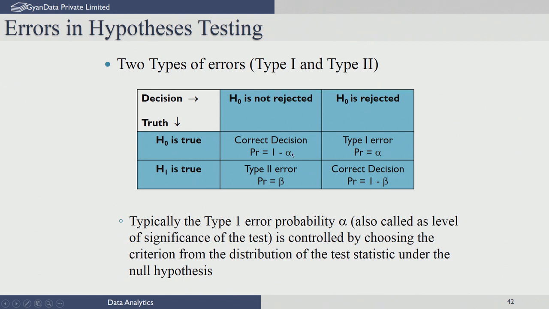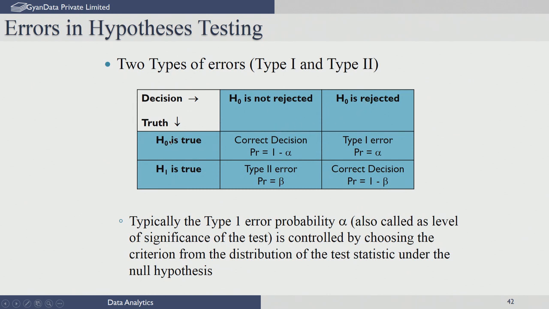Now, when you do such a test, you commit two types of errors. Let us look at this truth table. Suppose the null hypothesis is actually true and you make a decision to not reject the null hypothesis, which means you have made the correct decision. This will not happen all the time, because your sample is random. It is possible that even if your null hypothesis is true, you may decide to reject it, in which case you commit a type 1 error, or a false alarm.